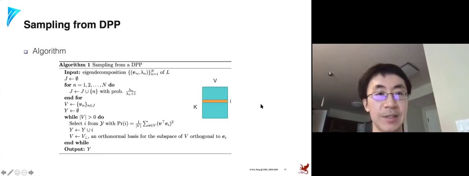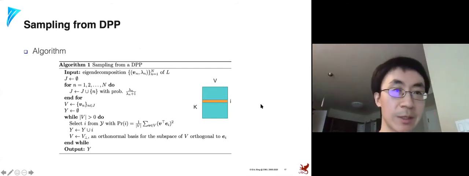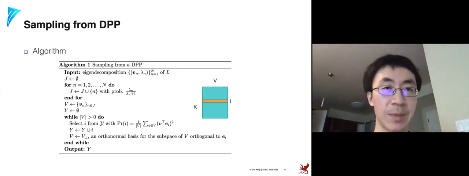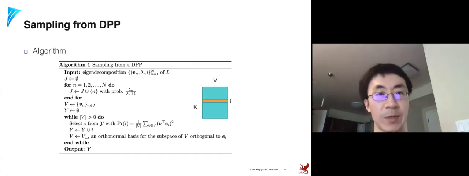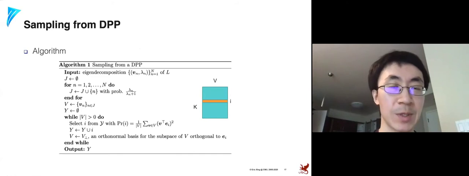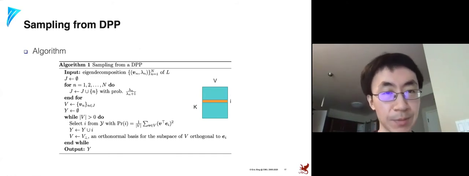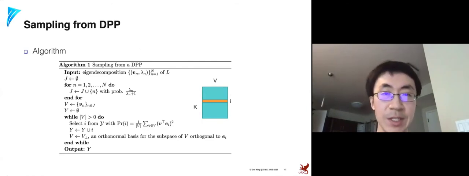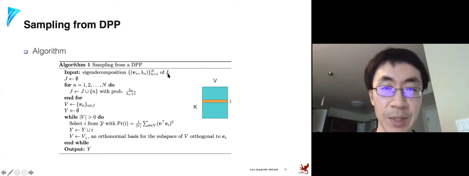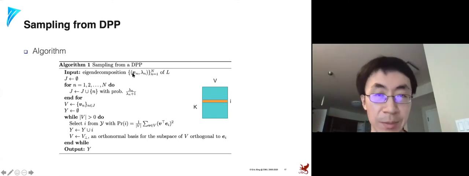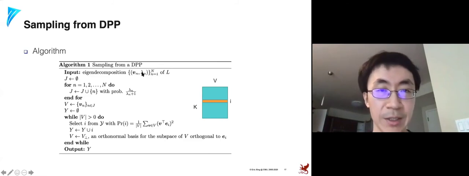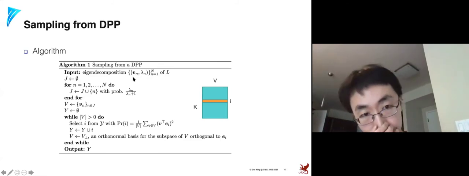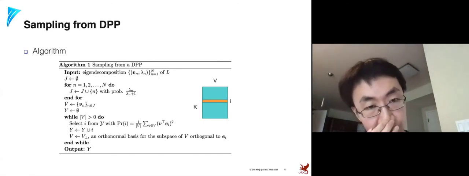For the next step, let's talk about the algorithm, how to draw samples from DPP. DPP is a distribution, right? We should be able to draw samples, which are subsets, from this distribution. The sampling procedure is as follows. Given this matrix L, which can be a gram matrix or kernel matrix or deep kernel matrix, we first do an eigen decomposition of this matrix, and we get the eigenvalues and the eigenvectors. The sampling procedure has two parts.